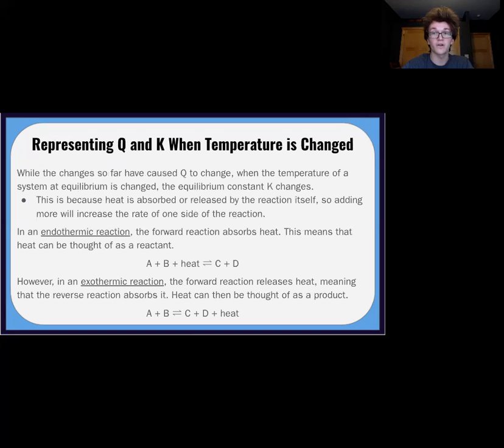Changing the temperature also causes a change in equilibrium, but while the other factors so far have caused Q to change, a temperature change causes the equilibrium constant K to change. This is because heat is absorbed or released by the reaction itself, so adding more will increase the rate of one side of the reaction. In an endothermic reaction, the forward reaction absorbs heat. This means that heat can be thought of as a reactant. However, in an exothermic reaction, the forward reaction releases heat, meaning that the reverse reaction absorbs it. Heat can be thought of as a product.